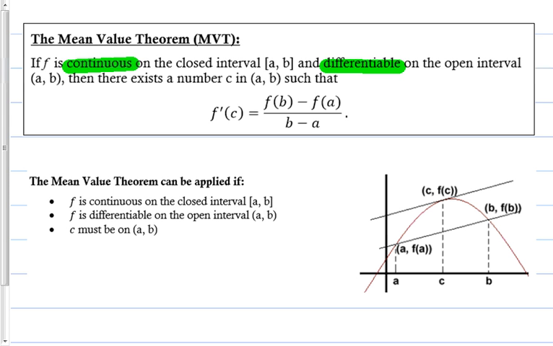This number c, right, which is basically just an x value, is a location where the slope of the tangent, which is this, the slope of the tangent, is going to equal the slope of the secant. And the secant is just a line that connects the endpoints, A and B.